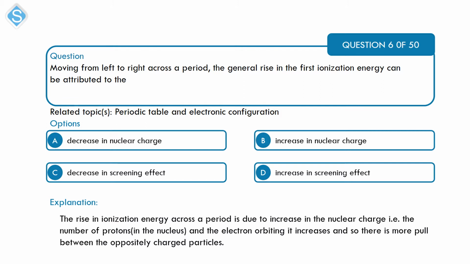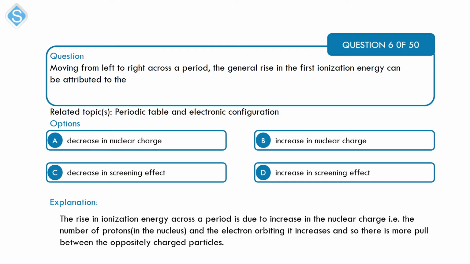Okay, so when you move across a period, from left to right, that means you're moving from group 1, 2, 3 like that to group 8. Now what happens here is the ionization energy increases. The ionization energy here is the energy that is required to remove a loosely bonded electron from the outermost shell of an atom that is in its gaseous form.